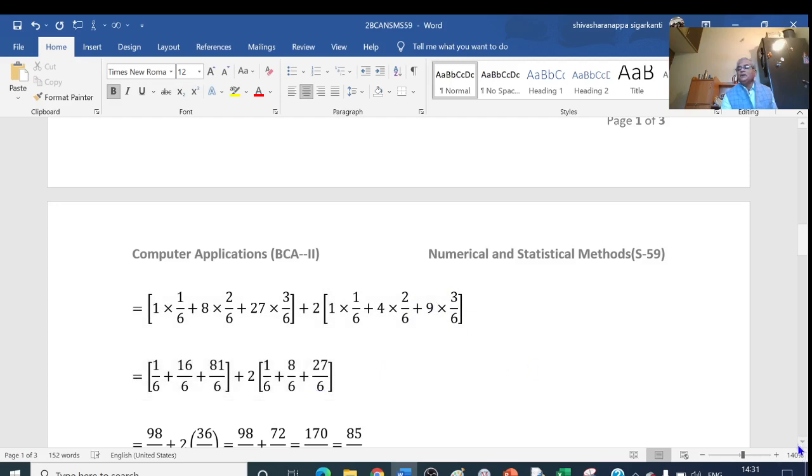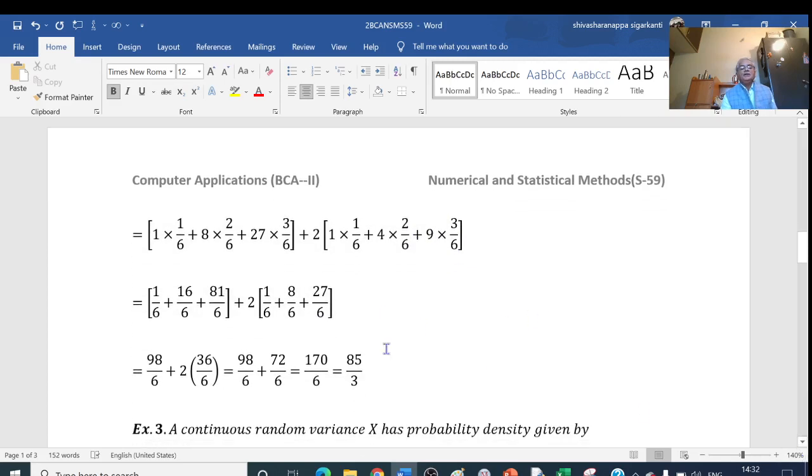This is equal to, simplifying, we get this bracket is 98 by 6, plus 2 into, this is nothing but 27, 28, 36 by 6, equal to 98 by 6 plus 72 by 6. Adding, we get 170 by 6, or 85 by 3. 85 by 3 is the value.